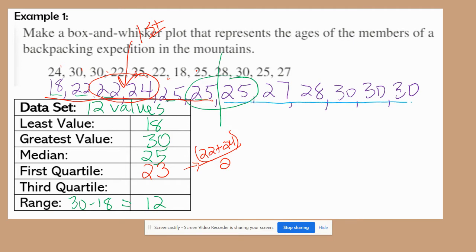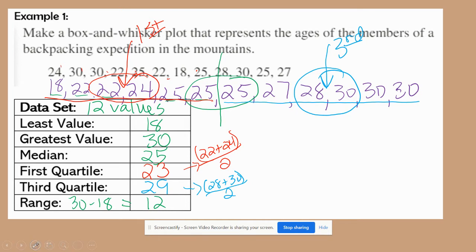The third quartile comes from the right side. Again, there's 6 values here. 28 and 30 are the two middle values. We find the median of that for our third quartile value. Halfway between 28 and 30 is 29. And again, we can calculate that 28 plus 30 divided by 2. These 5 values right here are the values that we need to be able to make our box and whisker plot.